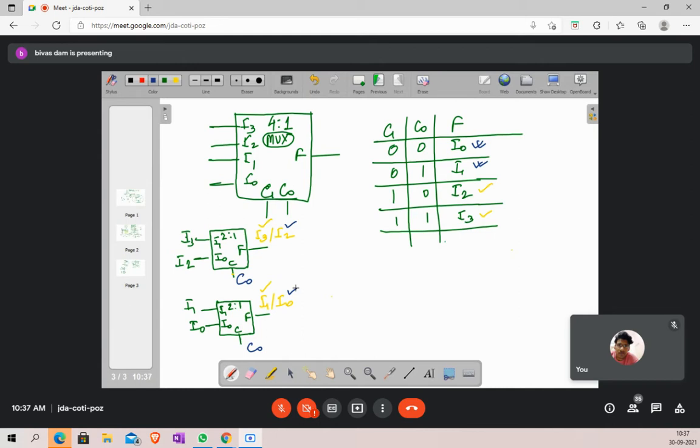But now my primary output should be only one. It cannot have two outputs. So what do we have to do now? We have to select one of these two output lines for the final output line. So for that, once again, what do you require? A 2:1 multiplexer.